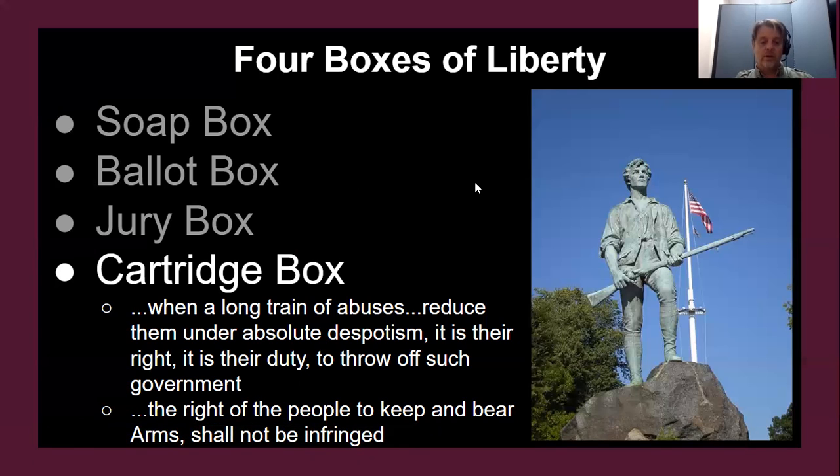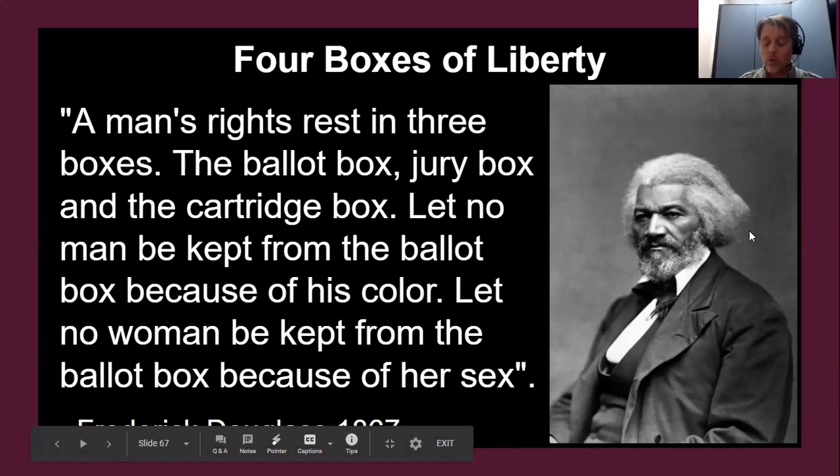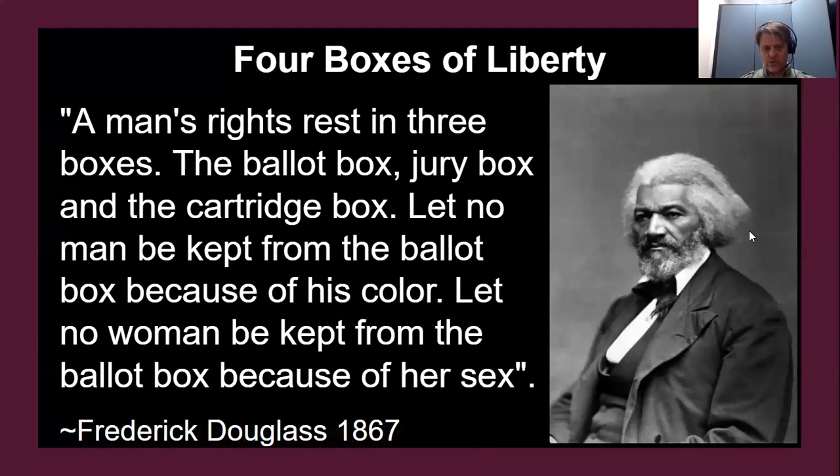So moving forward, these three, like I said, 1830s, 200 years ago, moving forward to just after the Civil War, another point where arms were taken up against the government. This guy, Frederick Douglass, he was a runaway slave back in the time, wrote a book. We'll talk about him in future classes right around the Civil War time once we get to that. But he talked about this boxes of liberty concept.